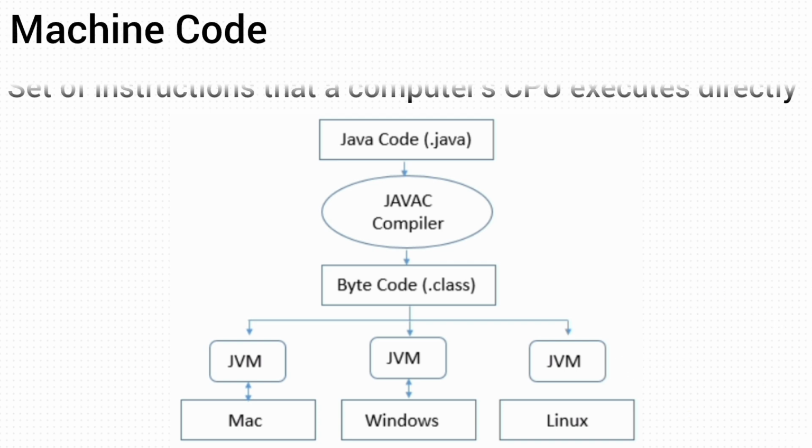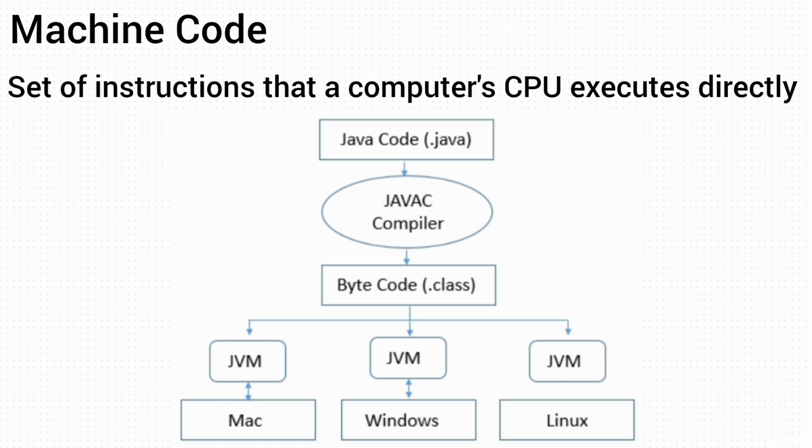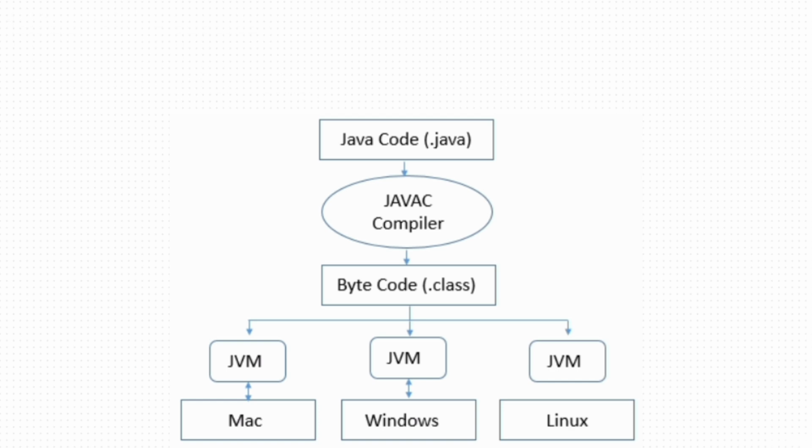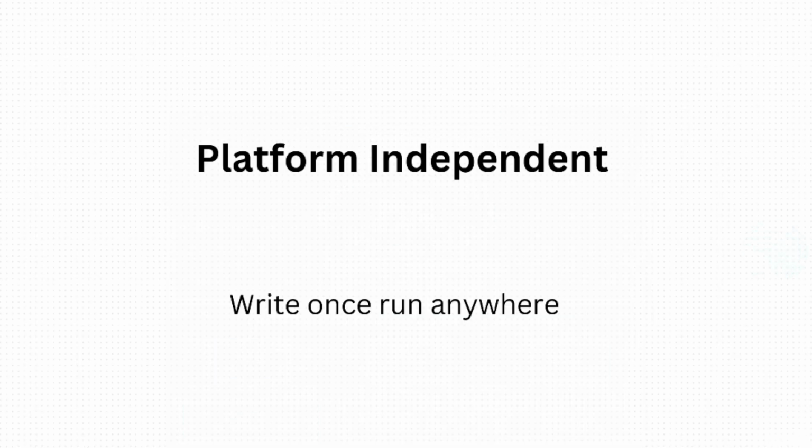What is meant by machine code? Means set of instructions that a computer CPU executes directly. Correct? Now, as we all know, Java is a platform independent language. This is because of the JVM.